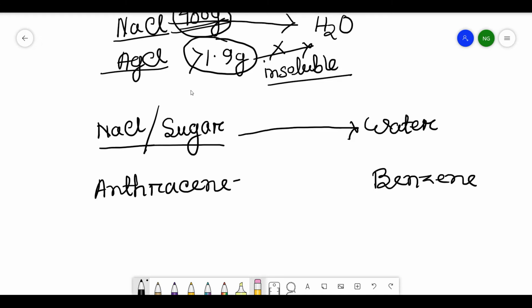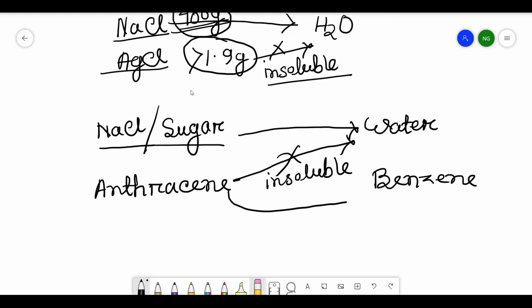But anthracene is insoluble in water. It will not dissolve. It is totally insoluble. But anthracene in benzene is easily soluble. In benzene, anthracene will be easily soluble. Why?